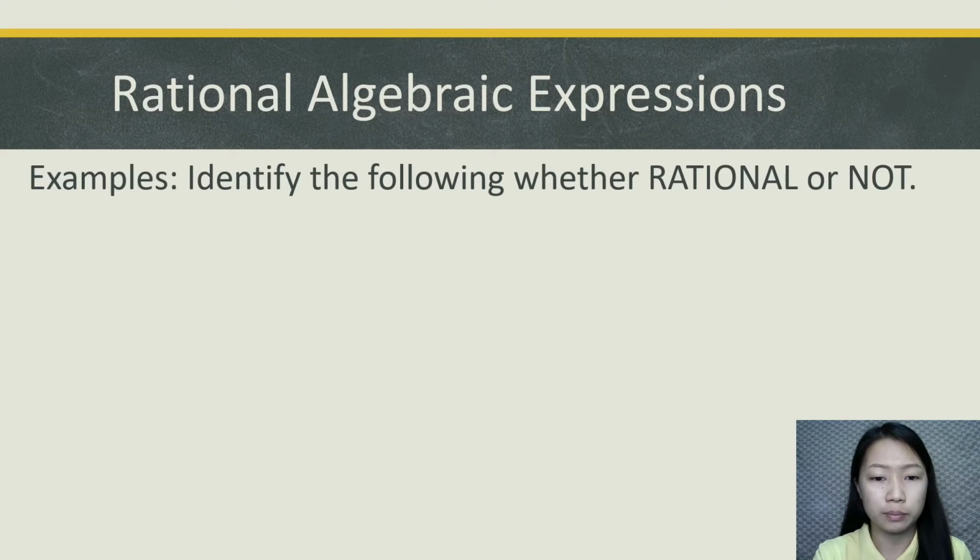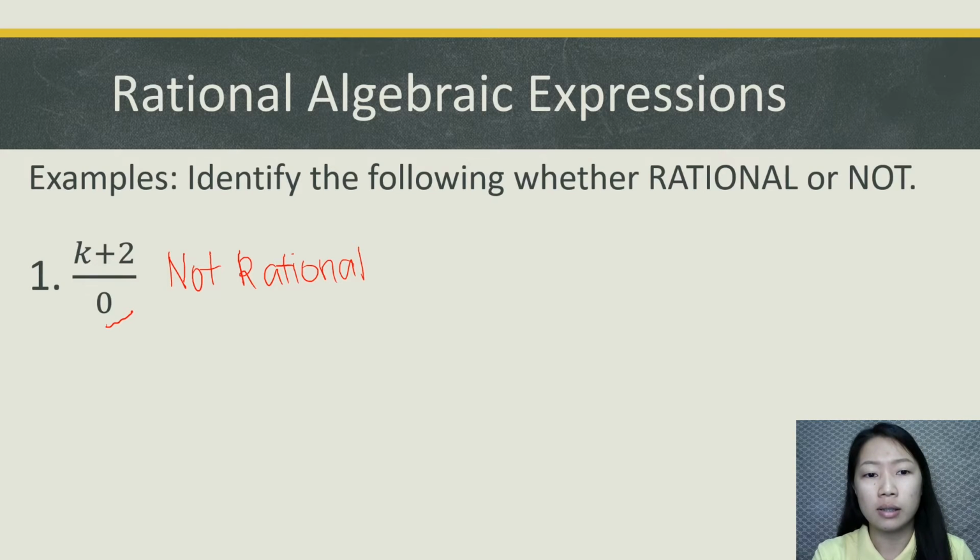Example na tayo. Identify the following whether rational or not. Number 1, k plus 2 over 0. Remember, ang isang polynomial ay rational kapag hindi 0 ang denominator. So, dito pa lang, napakita na hindi siya rational because the denominator is 0.